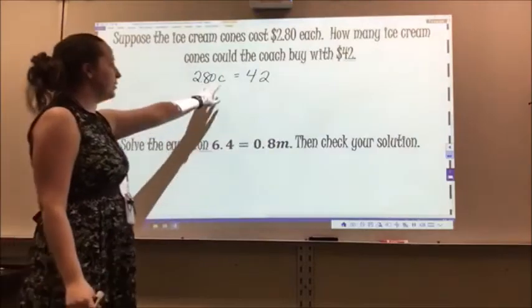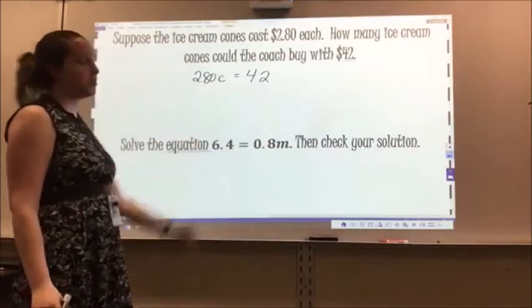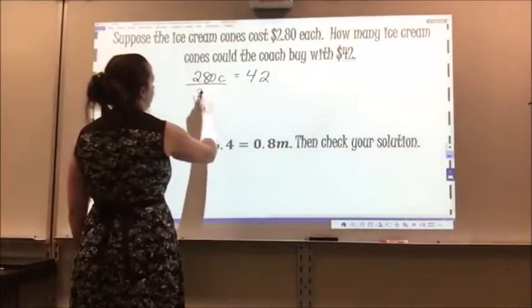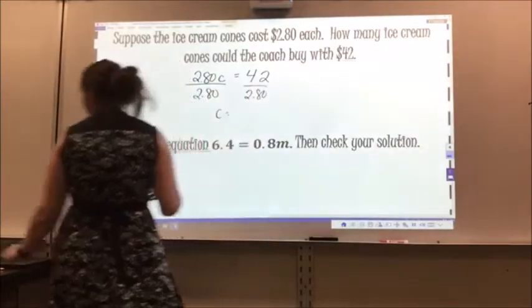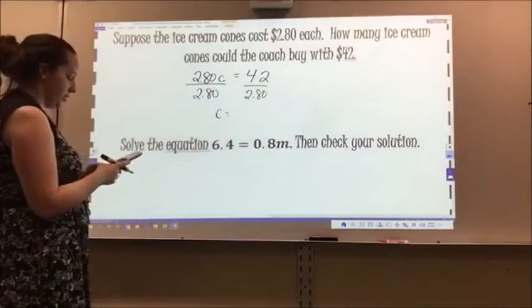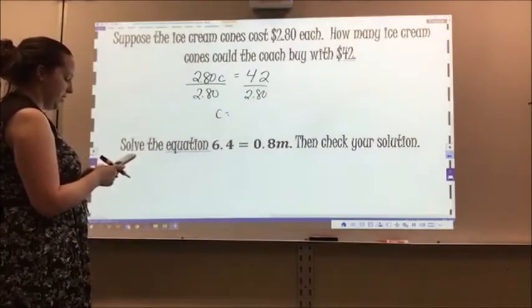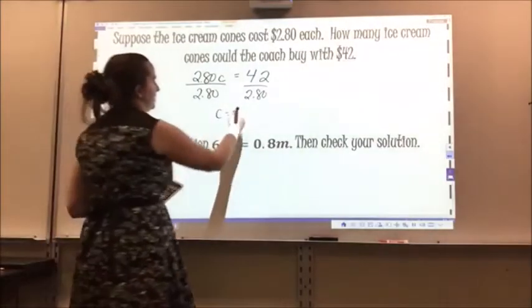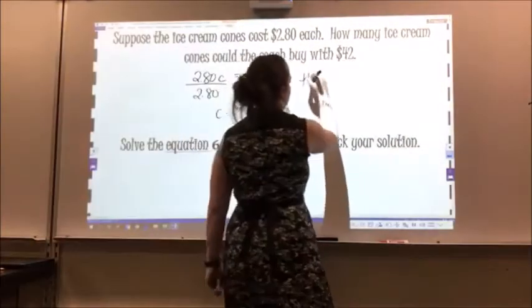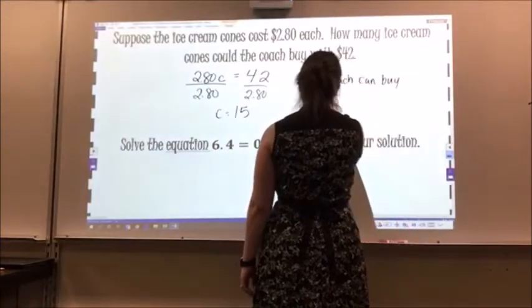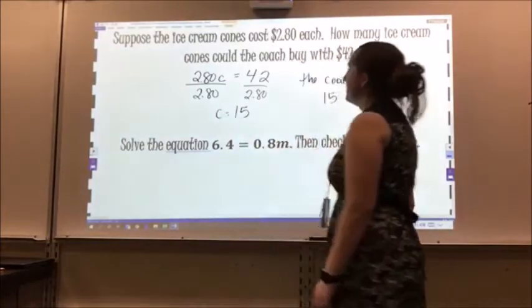So right now I'm dealing with multiplication. The opposite of multiplication is division. I need to divide both sides by $2.80. So 42 divided by $2.80 is 15. So the coach can buy 15 cones.